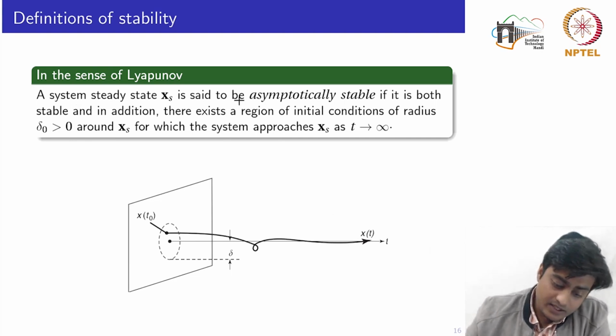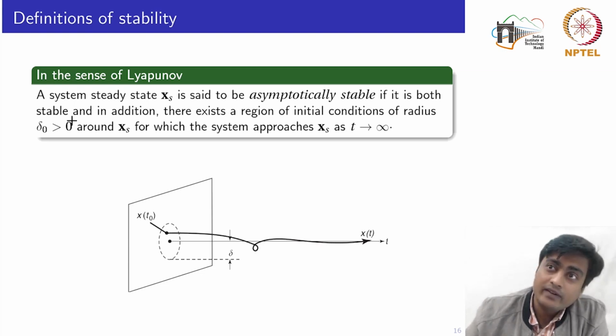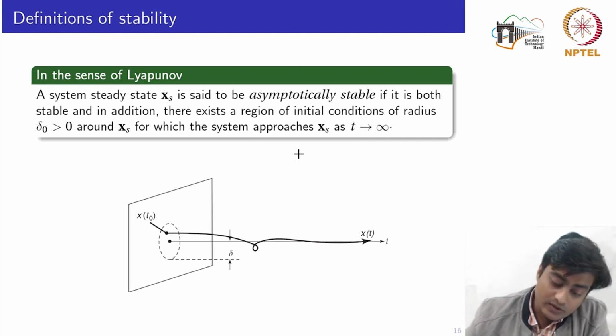Now, another definition is about the asymptotic stability: the system is both stable in the sense we have defined in the previous slide, and in addition there exists a region of initial conditions of radius delta naught, which is again positive, around the steady state. This is the steady state point, for which the system approaches the steady state as t tends to infinity. Now this steady state could be 0 also. Like in the case of the simple pendulum, one of the steady states was 0.